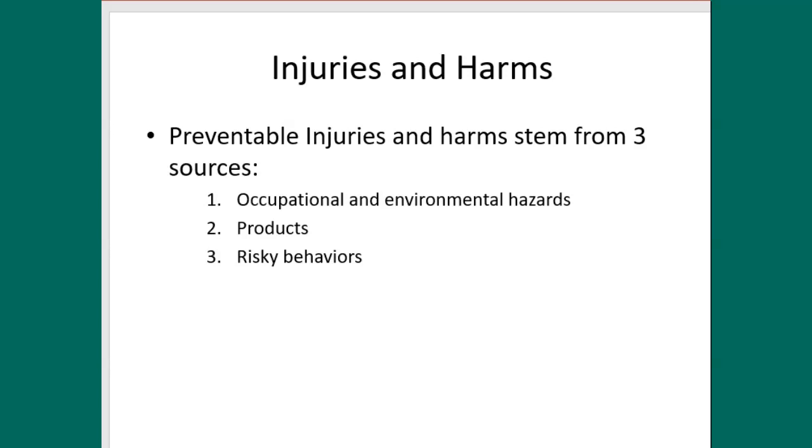these. Basically, we're talking about three sources of injuries and harms, and they are occupational or environmental hazards. They're products, the products that we use, the things that we eat, the things we use for recreation, and they're risky behaviors. The drinking, the driving, the smoking, the use of drugs, legitimate and illegitimate. These are all the risky behaviors we're talking about. There are others as well, but these are the three main sources of preventable injuries and harms.